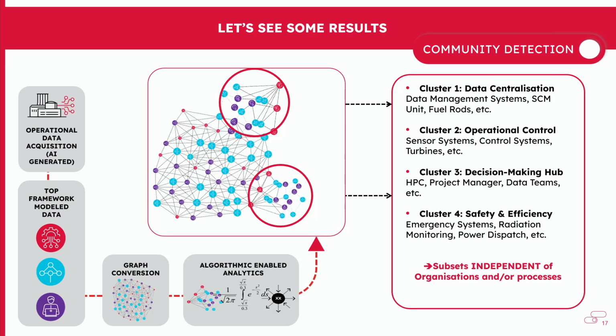Second, we talk about community detection. What it means is that regardless of organization, regardless of business processes, we have some parts of our perimeter that are especially linked together as far as data flows are concerned. And that shows here, and we identify in our data set 4 clusters, named for the sake of the presentation: data centralization, operation control, decision-making hub, and safety and efficiency.